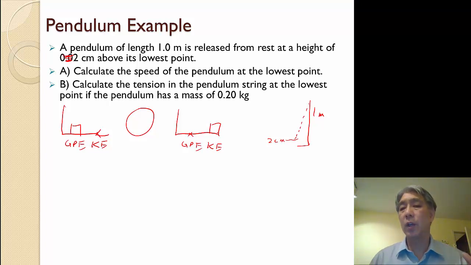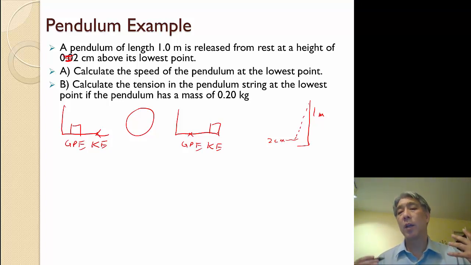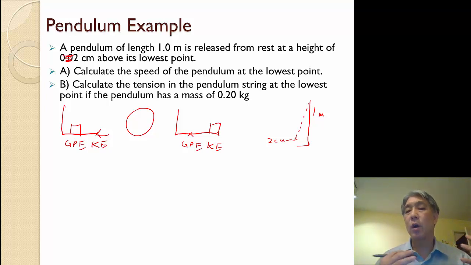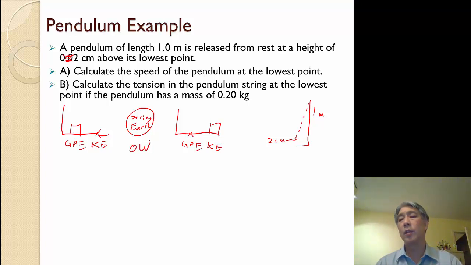The string, at this point, is part of my system, and it is responsible for turning the force, not for speeding it up. So the string is always going to be perpendicular. String, Earth, and 0 work again. It's 0 work in this case because the string is perpendicular to my displacement. So that tension, remember that work is force times distance times the cosine of theta, and that theta is always going to be 90. So the string does no work.